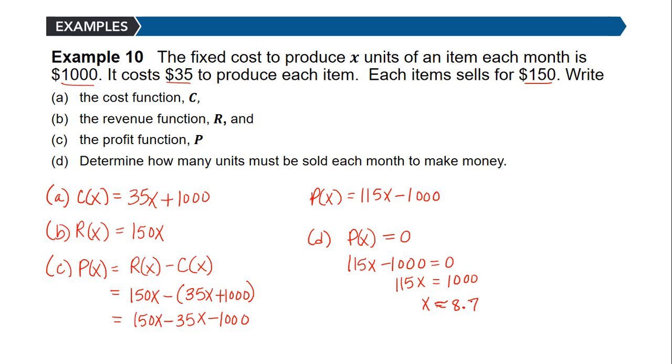And we can't make a partial item, so when we sell 9 items, we will break even. So how many units must be sold each month to make money? Well, we will need to sell more than 9 items.